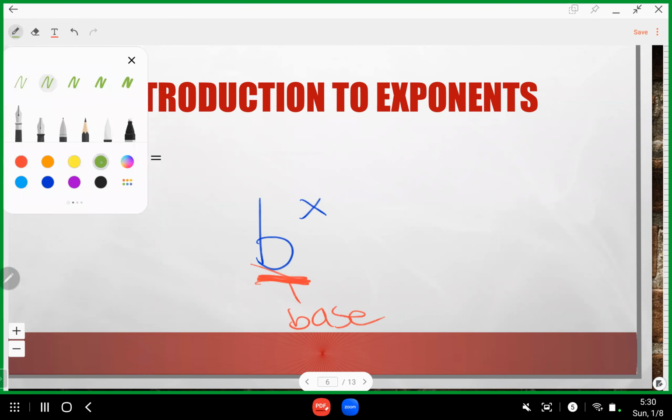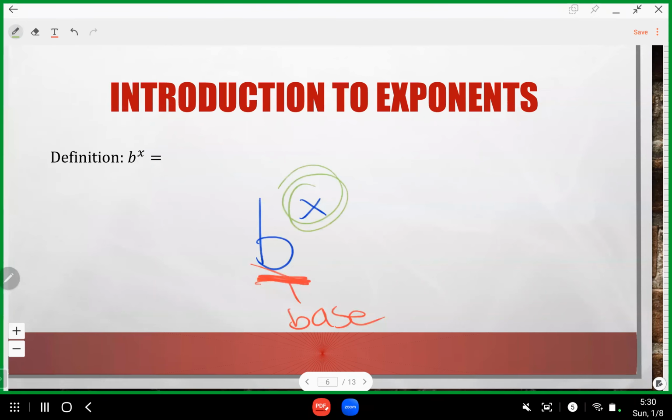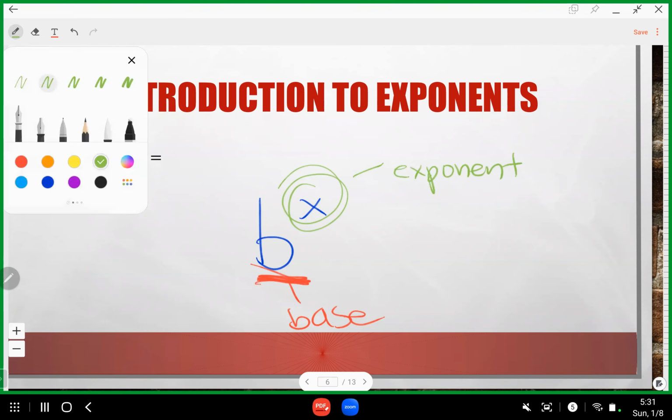Next, we have x here, which is the small superscript, that's the exponent, right? This is the exponent. This is the small superscript above the b. That is the exponent. So I'm sure most of you already know this.